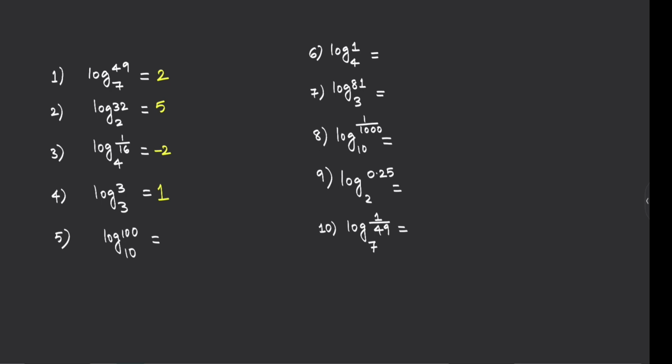How many times 10 should be raised to get 100? Log 100 to the base 10 is how much? Log 100 to the base 10 is 2, because 10 should be raised 2 times to get 100. This is one important one.